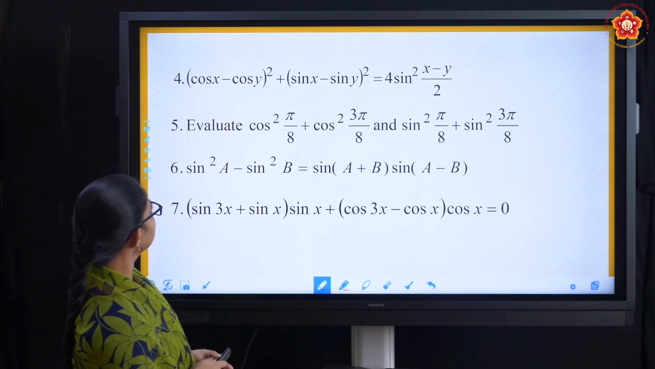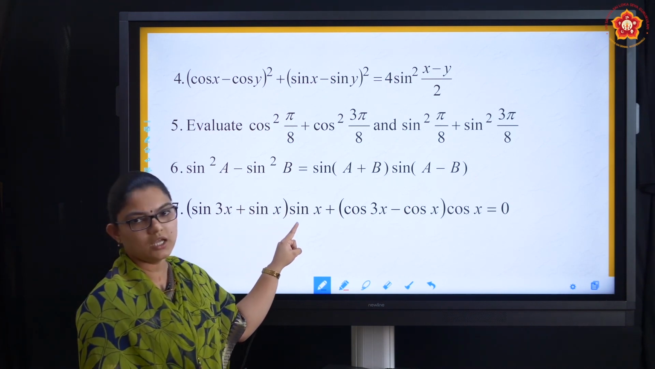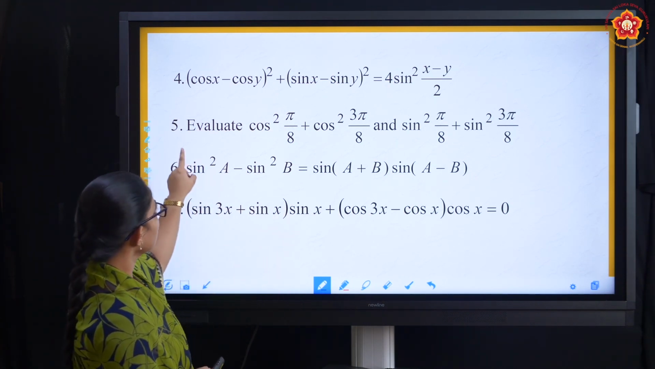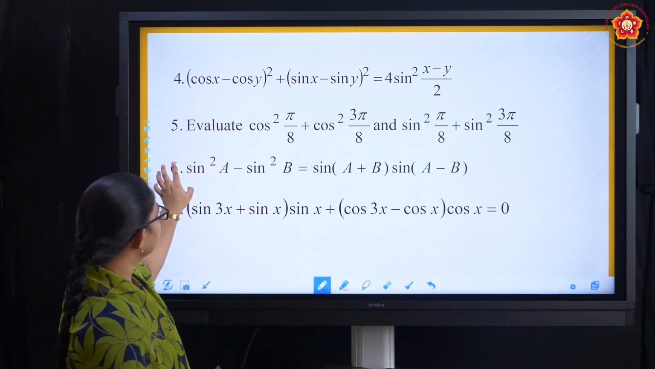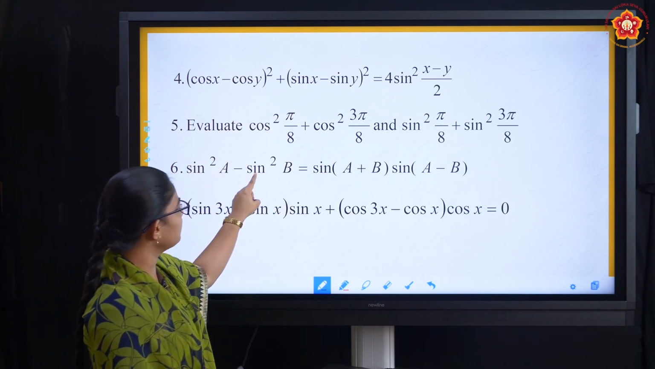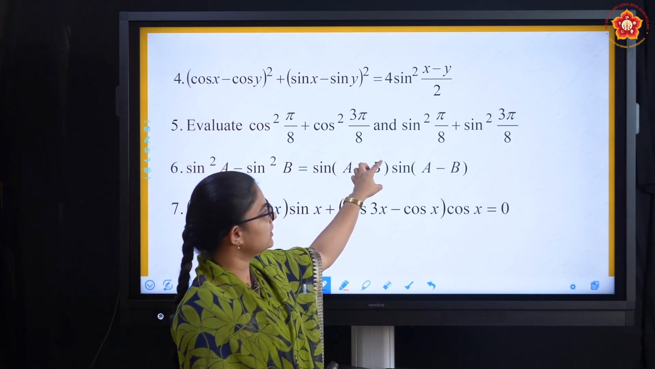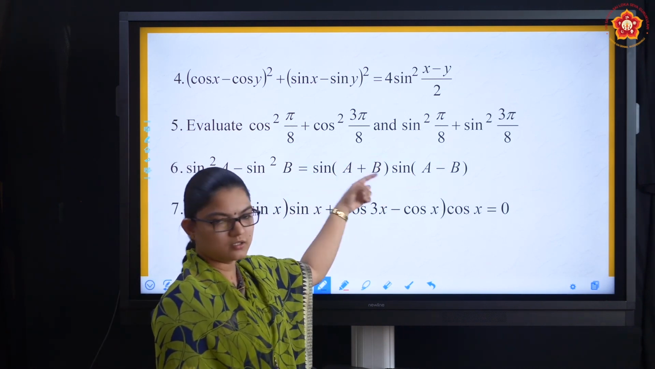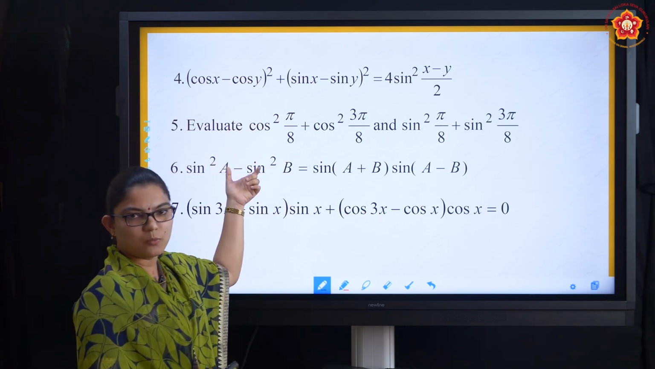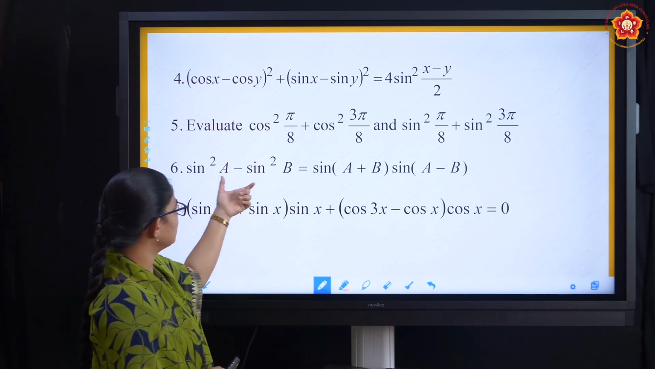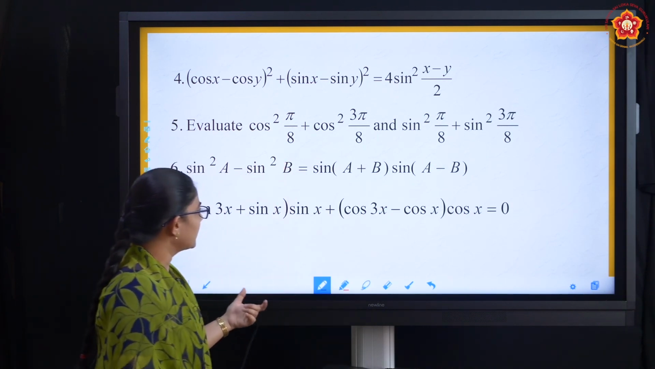Next problem: (cos x minus cos y) whole square plus (sin x minus sin y) whole square is equal to 4 sin square (x minus y) by 2. So first expand this square and simplify it. Next, evaluate cos square pi by 8 plus cos square 3 pi by 8, and sin square pi by 8 and sin square 3 pi by 8. So find out by using the cos 2x formula. Next we have sin square a minus sin square b is equal to sin (a plus b) into sin (a minus b). You can find it out.